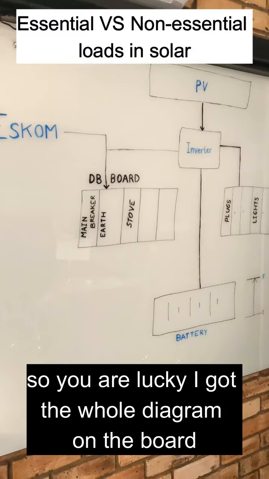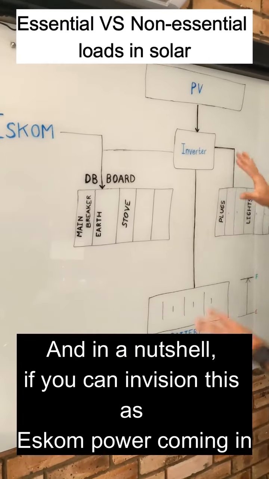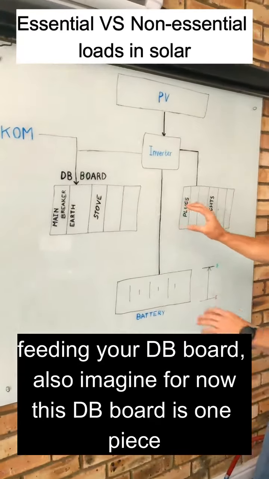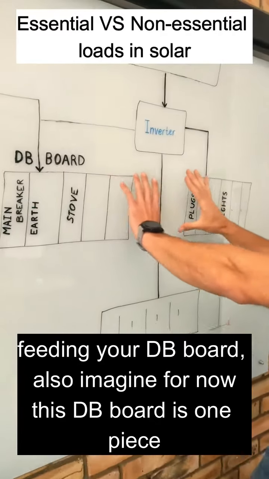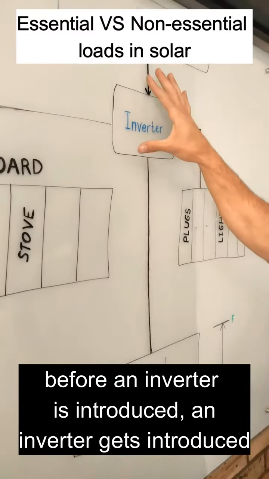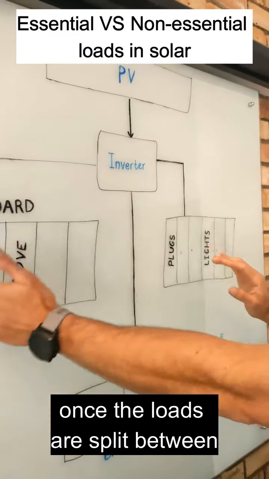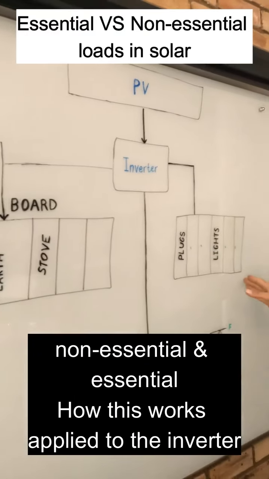diagram on the board. In a nutshell, envision this as ESCOM power coming in, feeding your DB board. Also imagine for now this DB board is one piece, before an inverter is introduced. An inverter gets introduced once the loads are split between non-essential and essential.